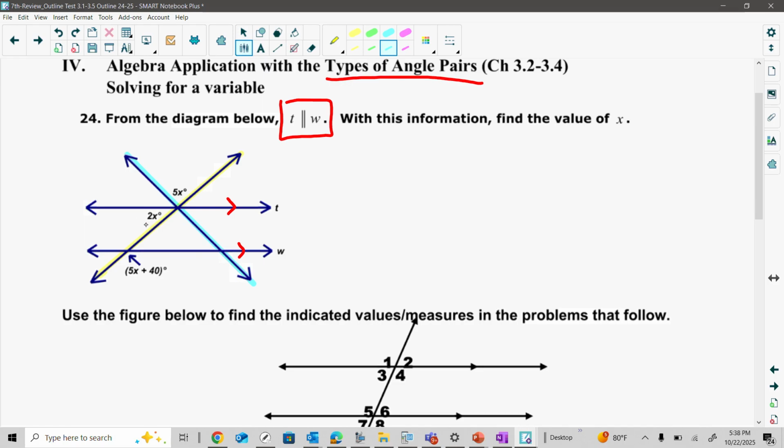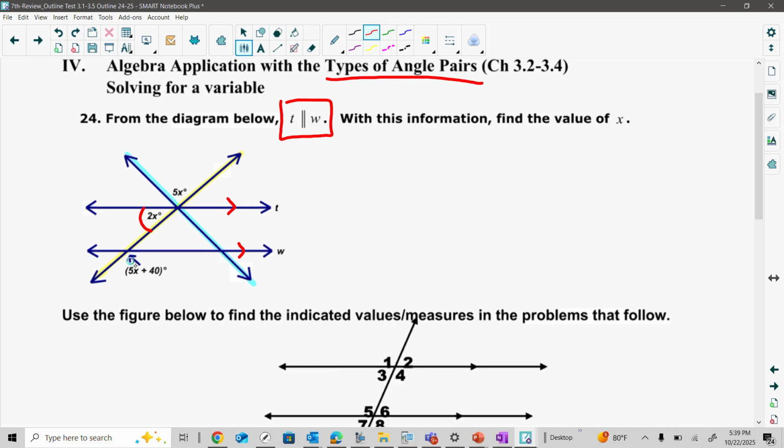Right now, none of these angles have a special type of relationship. Because if I look at this angle, the 5x, this is made with the two transversals. It's not even made with the parallel lines. I want the angle to be made with the parallel lines. So to be made with the parallel lines, it needs to go with the t and the transversal. This 2x is made with the yellow transversal and the line t. So that's made with the parallel and transversal. But over here, it's on the outside.